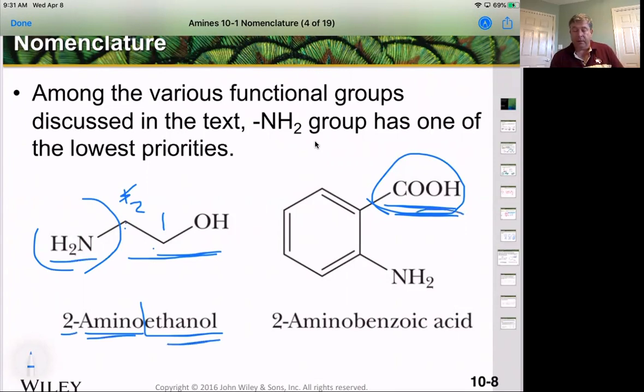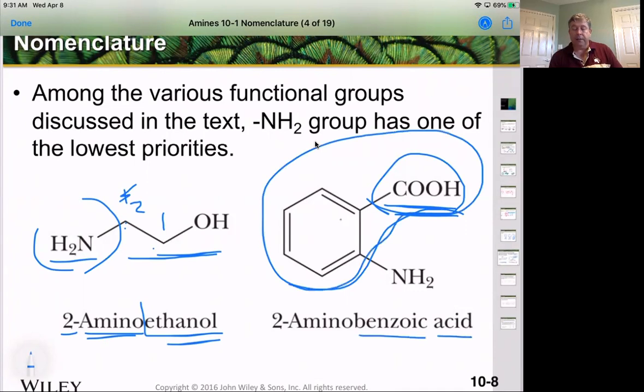In this case here, we have the carboxylic acid naming the benzene ring system. So our common name is benzoic acid, and it's in the 1,2 position. So it's 2-aminobenzoic acid.